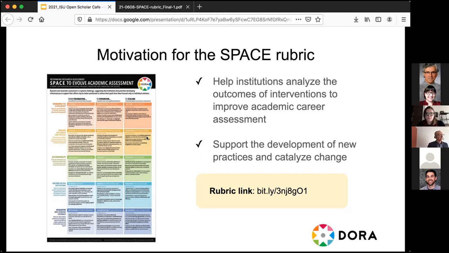Wonderful. Okay. So, two things with the rubric. Why did we do it? One, we wanted to help institutions analyze the outcomes of interventions to improve academic assessment. We already had created the cognitive and systems biases brief, and we also had created 5 design principles to help institutions get started on assessment. But as we were creating those, we realized that a lot of it was encouraging institutions to experiment with their own policies and practices. And we didn't want to do that without also helping them figure out how to analyze the outcomes of these experiments. So that was a big driving motivator. And this is also core to DORA: supporting the development of new practices and helping catalyze change.